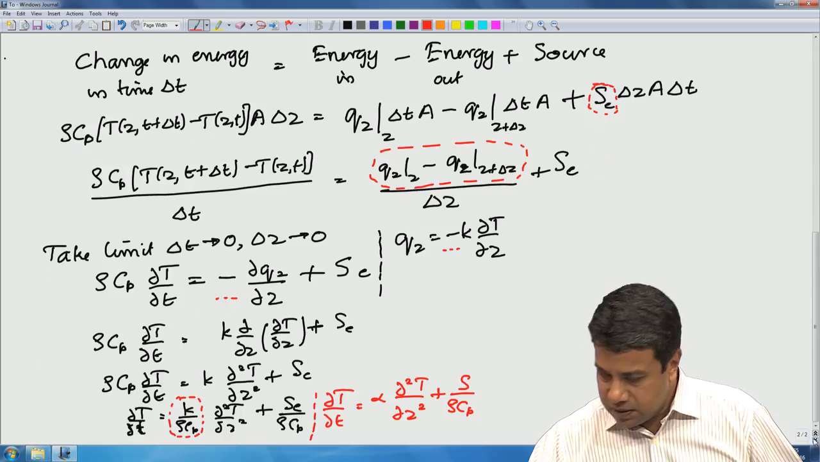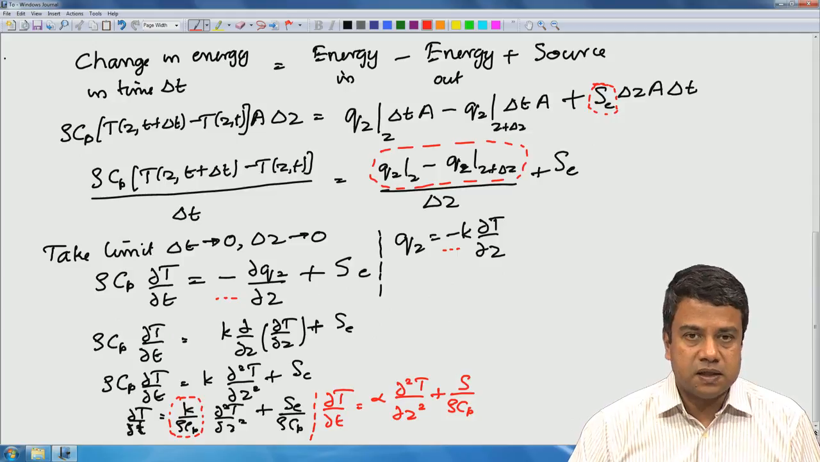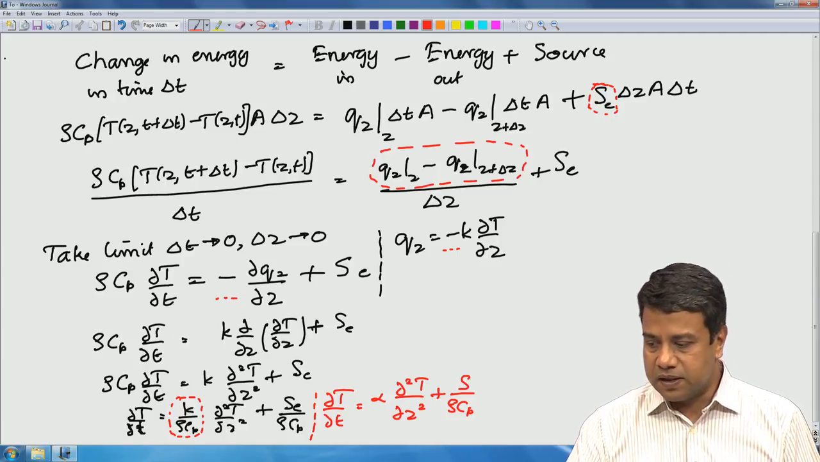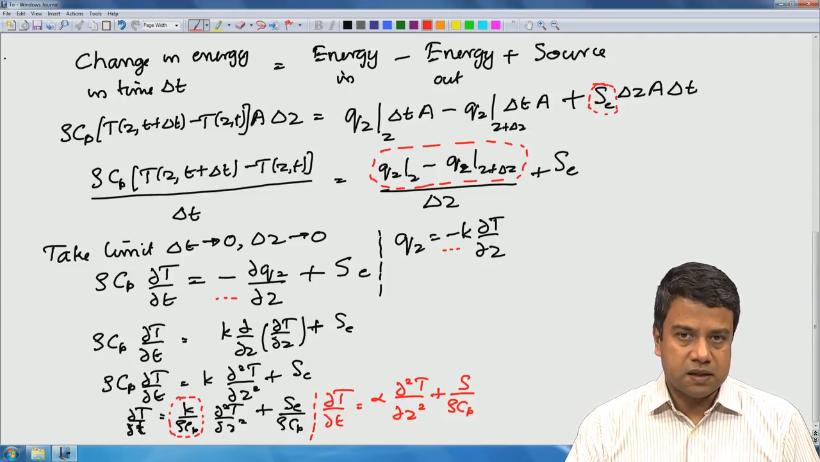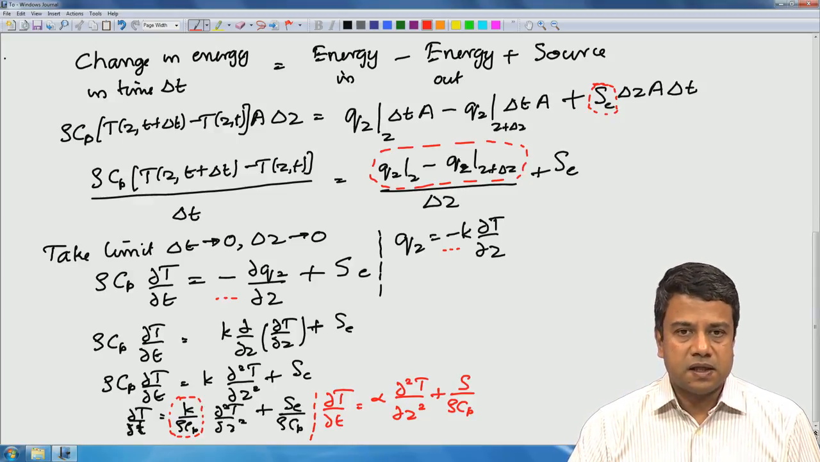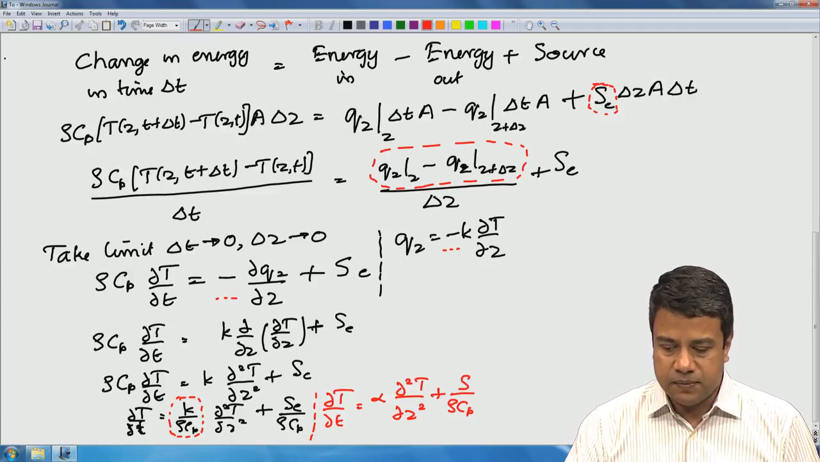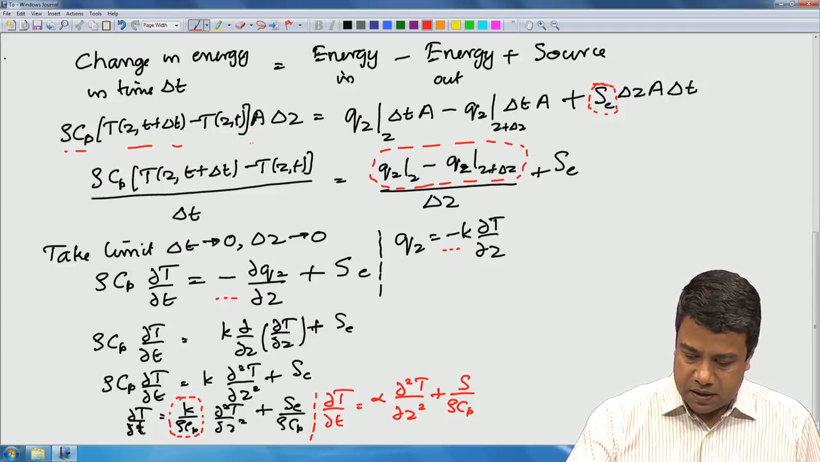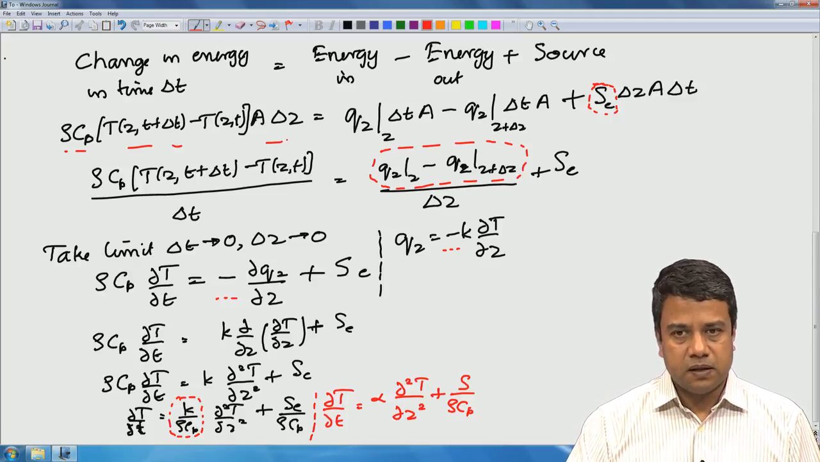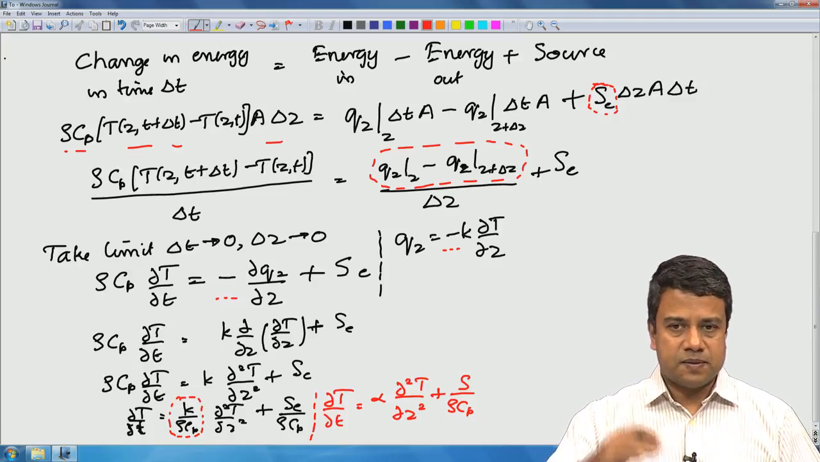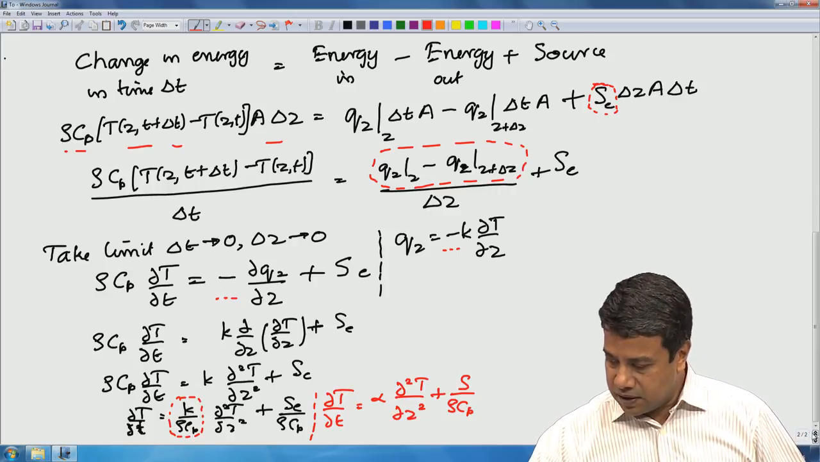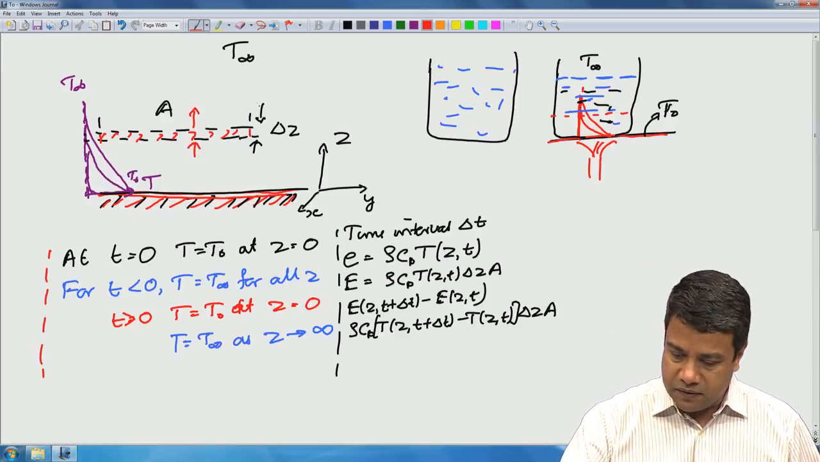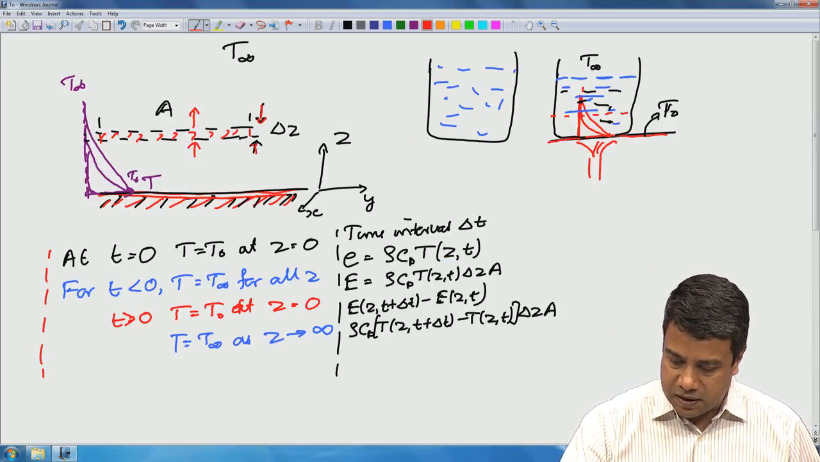Now, for this we had done a balance. The change in energy in the time delta t is equal to energy in minus energy out plus any sources of energy. This energy density we had written as rho Cp times T. So, the change in energy was equal to the energy density times the volume. Volume is cross sectional area times the height, and for the height we had taken a small differential distance delta z in the z direction.